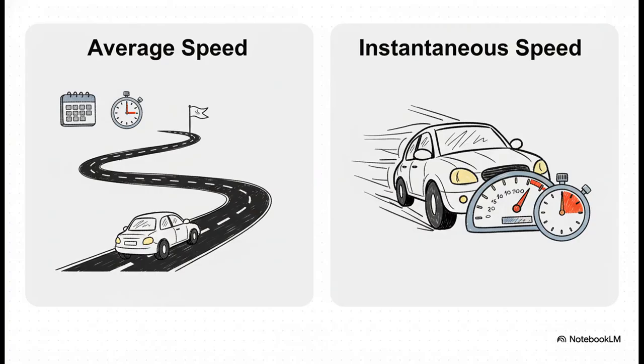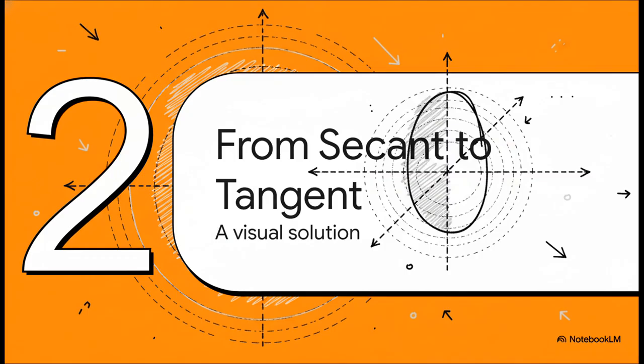Look, we all get average speed, right? If you drive 120 kilometers in 2 hours, your average is 60 kilometers per hour. Easy. But that number you see when you glance at your speedometer, your speed right this second, that's instantaneous speed. And figuring that out, well, that takes a much cleverer approach. So how do we do it?